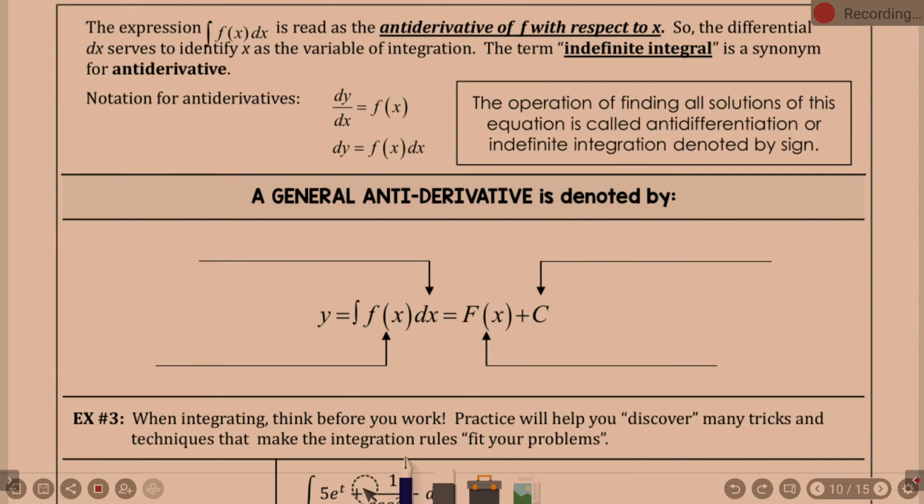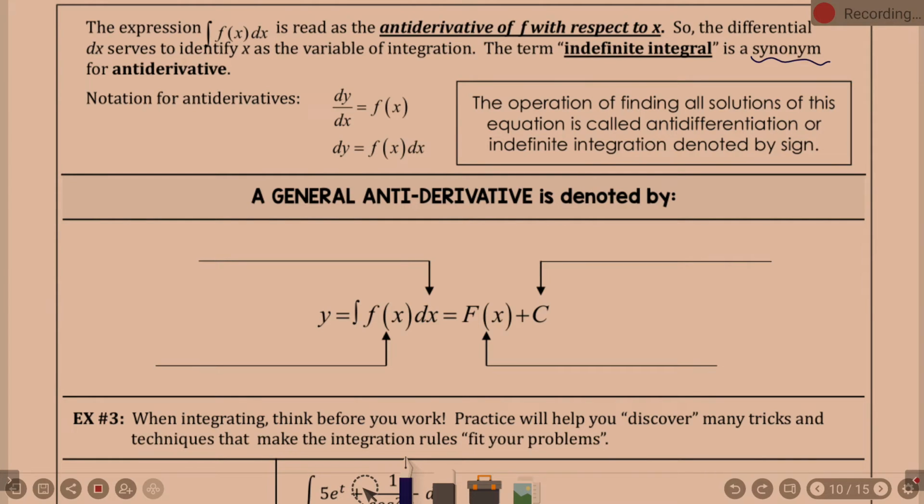Okay, so top of the next page, a little bit of information. The expression, I usually read it as the integral of f of x dx, but it can also be read as the antiderivative of f of x dx, or of f with respect to x. The differential dx is there to identify x as the variable of integration. What are we integrating with respect to? The term indefinite integral is a synonym for antiderivative.